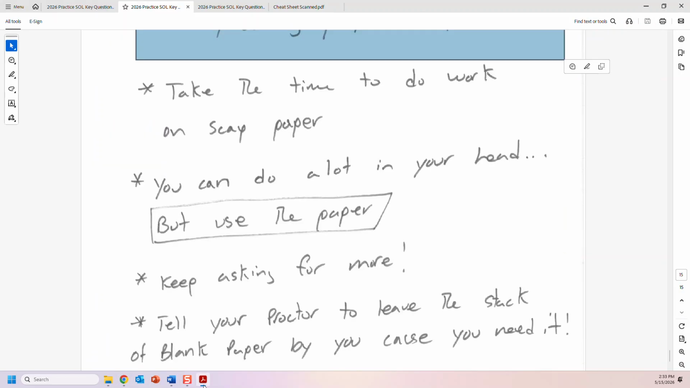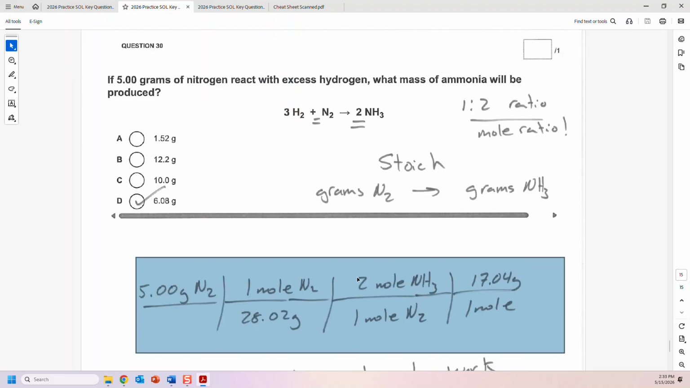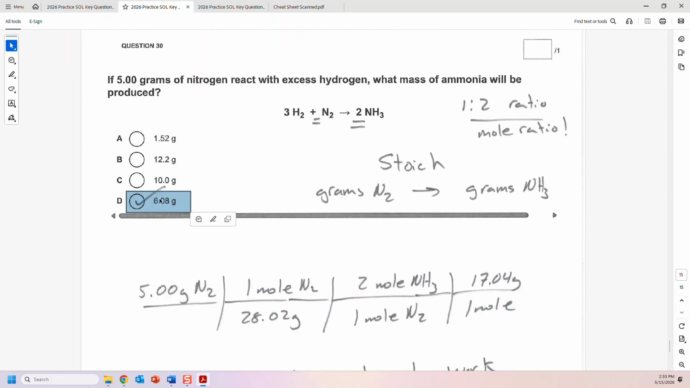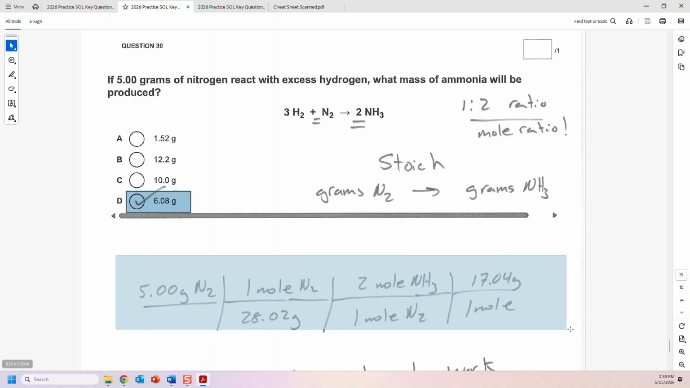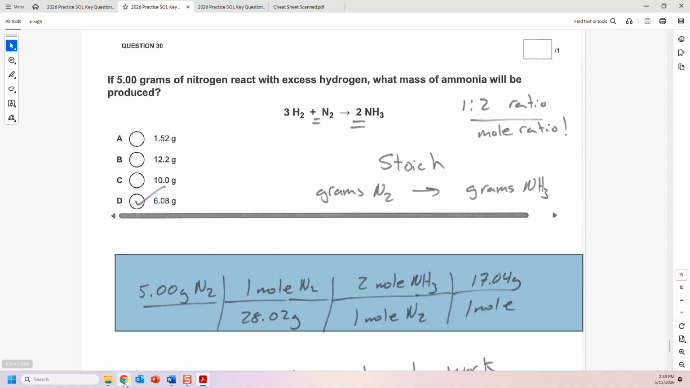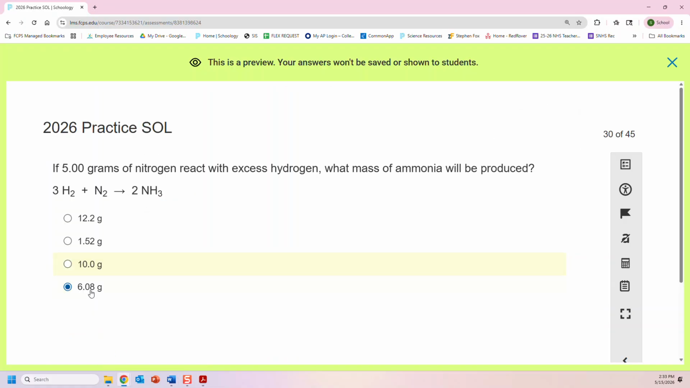Okay, whoops, didn't see what the answer was. What was the answer? The answer comes out to be 6.08 when you do that math right there. All right, so that one.